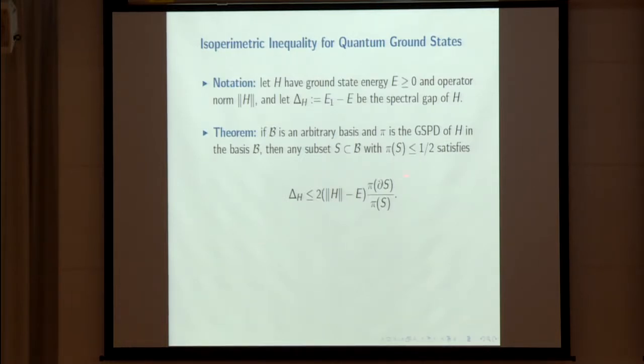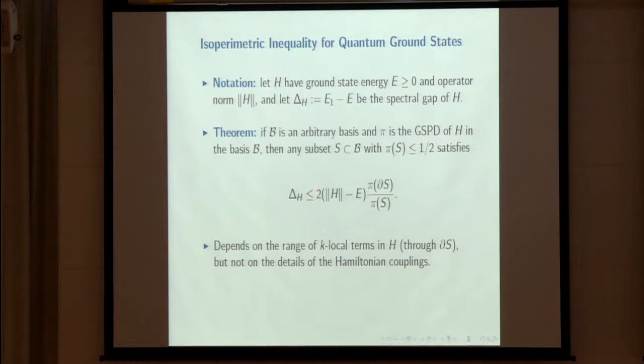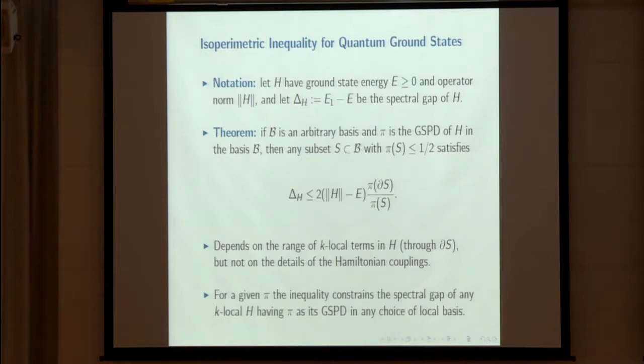a subset of the vertices with less than half the total probability, then this constrains the spectral gap. If you look at this, it depends on the range of the k-local terms in the Hamiltonian. Through the size of this boundary, you'll connect basis states that are perhaps further apart in Hamming distance, but it doesn't depend on any other details of the Hamiltonian couplings. And so what this means is that for a given distribution, the inequality constrains the spectral gap of any k-local Hamiltonian having this distribution as its ground state probability distribution in some choice of local basis.